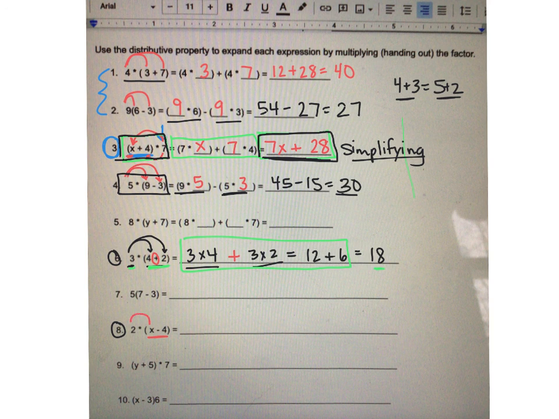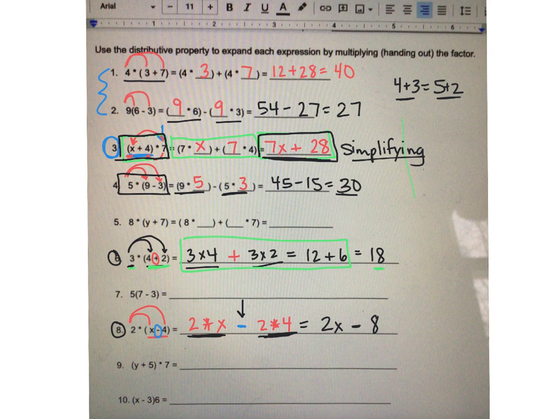So let's hand the 2 out. 2 times x. And let's hand the 2 out to 4. And in the middle of them, I have a subtraction sign, so I have to transfer that over. I can rewrite my problem by taking 2 times x is 2x. And I can simplify this part, because remember, I always do multiplication before I do my subtraction. So I'm going to write this as 8, and I'm going to bring my subtraction sign over.